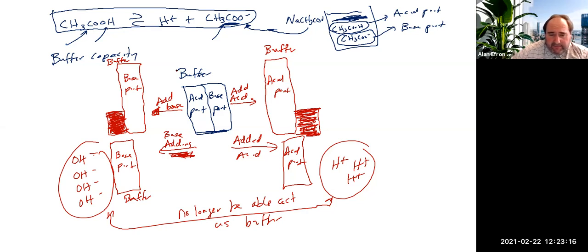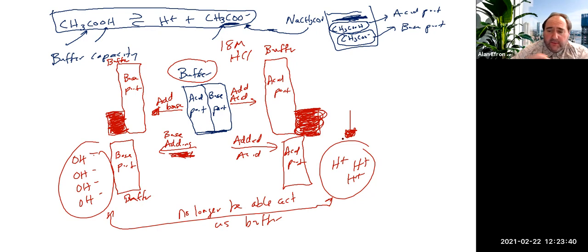Again, same idea. Let's just say you have this buffer to begin with, and the instructions called for you to grab the 1 molar hydrochloric acid, and you grabbed the 18 molar hydrochloric acid and you dumped it in there. You're just going to blow right through the base part. And at that point, you'll just be adding a lot of free H+, and you will see a big jump in pH.